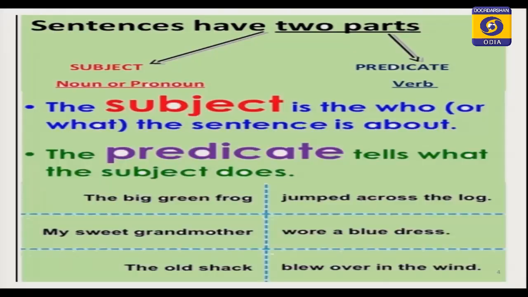Now, I have given you some examples. The big green frog is the subject. Jumped across the log is the predicate. My sweet grandmother is the subject. Wore a blue dress is the predicate. The old sack is the subject. Blew over in the wind is the predicate.